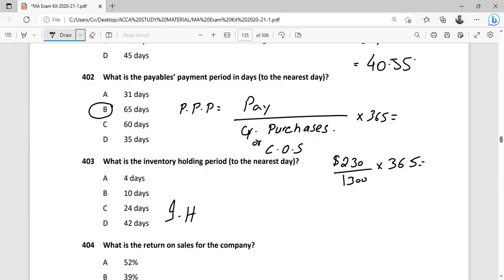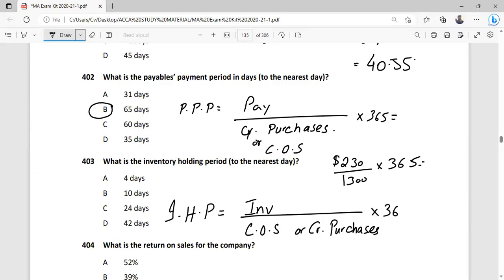Then we have inventory holding period, which is equal to inventory or closing inventory divided by cost of sales. If cost of sales is not provided, then you can use credit purchases, into 365. So your inventory is 1500 divided by the cost of sales of 1300 into 365. So your answer will be 42 days.